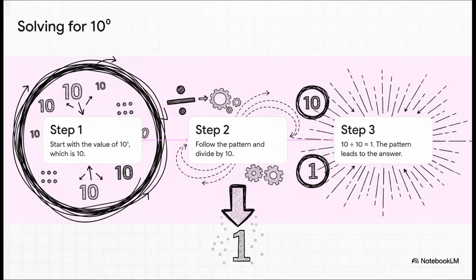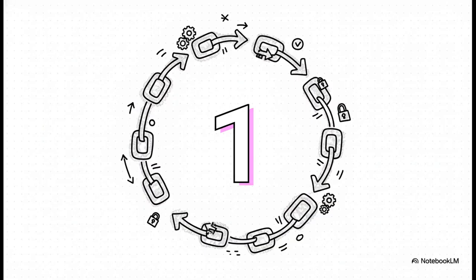It's so simple. We just take the last value we knew for sure, which was 10, and we apply our pattern one more time. We divide by 10. And 10 divided by 10 is, well, 1. It has to be 1. The pattern forces our hand. There's just no other logical possibility. The logic is totally airtight. So we can say with 100% confidence that 10 to the power of 0 is 1. Case closed on that mystery.